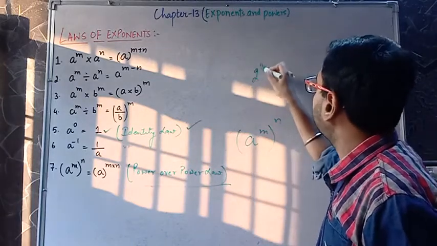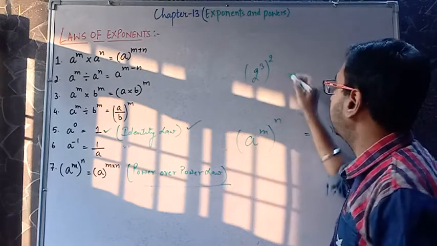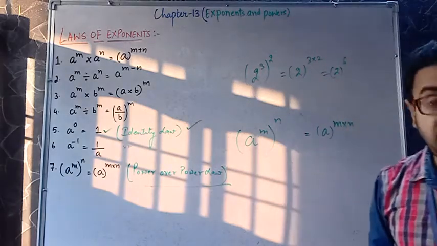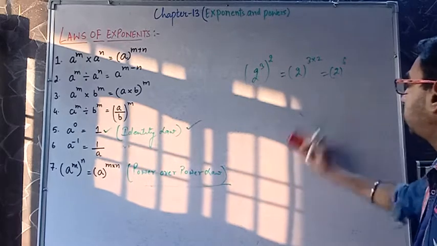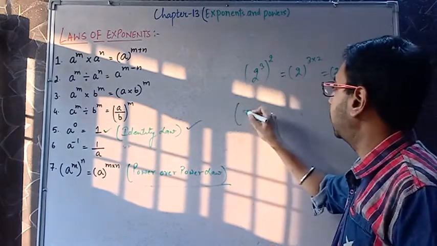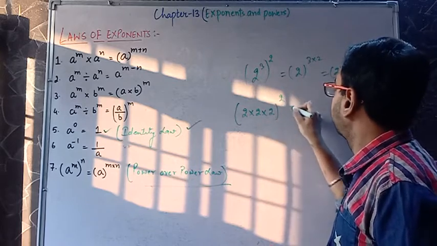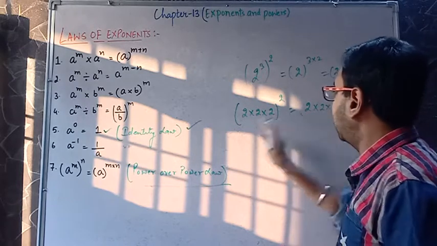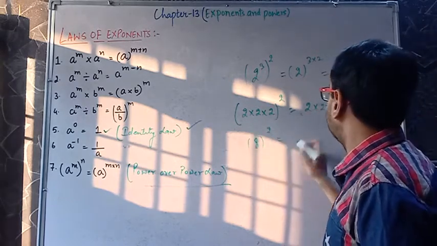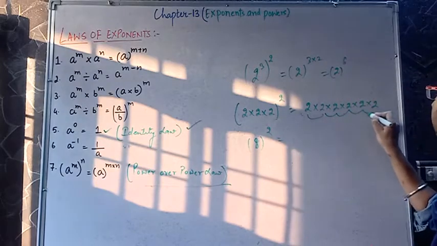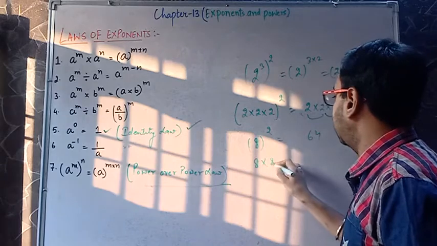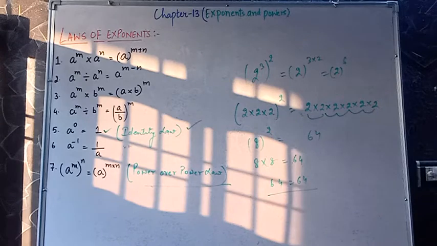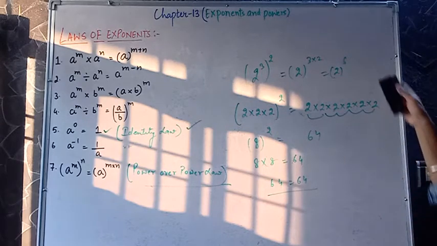Let me take 2 raised to power 3, whole power 2. It will become 2 raised to power 3 into 2, that is 2 raised to power 6. Let's check whether we are getting the right answer or not. Let's verify the law. 2 raised to power 3 means 2 into 2 into 2. 2 raised to power 6 means 2 into 2 into 2 into 2 into 2 into 2. Now this is 8, and 8 raised to power 2: 8 into 8 is 64. 64 is equal to 64. Hence verified. Look, the rule is applicable. Are we clear with this? Any doubt?